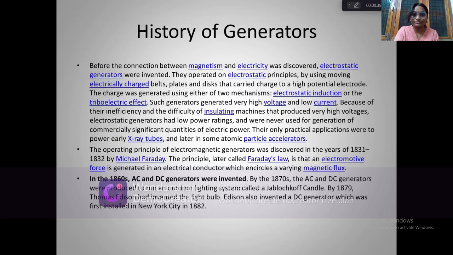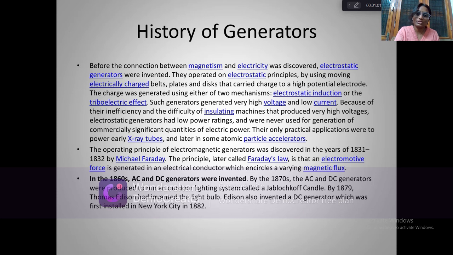When it comes to the history of generators, before the connection between magnetism and electricity was discovered, electrostatic generators were invented. They operated on electrostatic principles by using moving electrically charged belts, plates, and discs that carried charge to a high potential electrode.